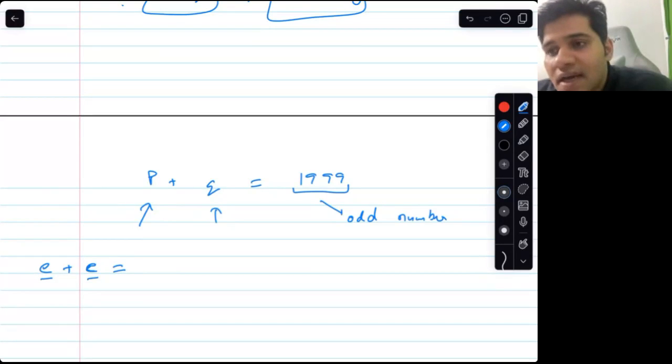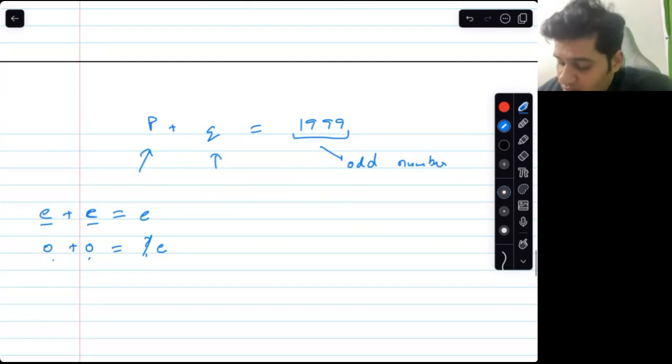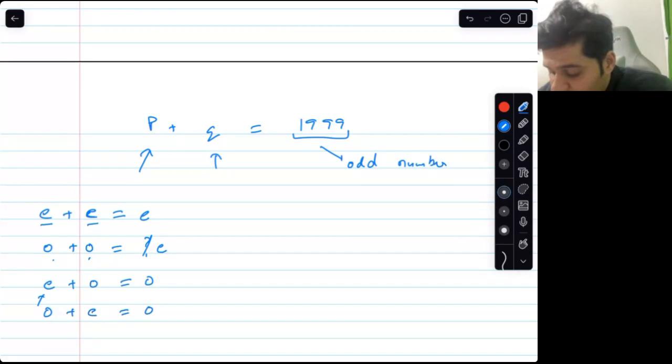If I add 2 even numbers, I get an even. Correct. Okay. If I add 2 odd numbers, what do I get? Odd or even? Even again. Okay. So when do I get an odd? When there is one even and the other one is odd, or the first one is odd and the second one is even. So if one of them is even, the other is odd, my sum is odd.